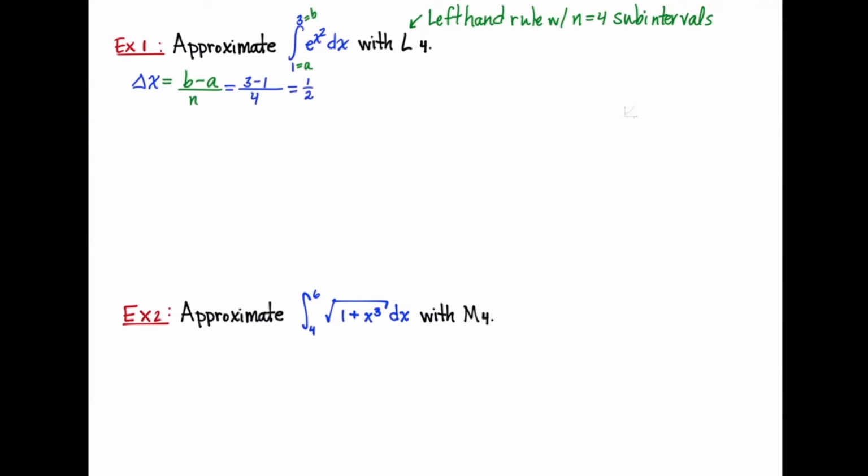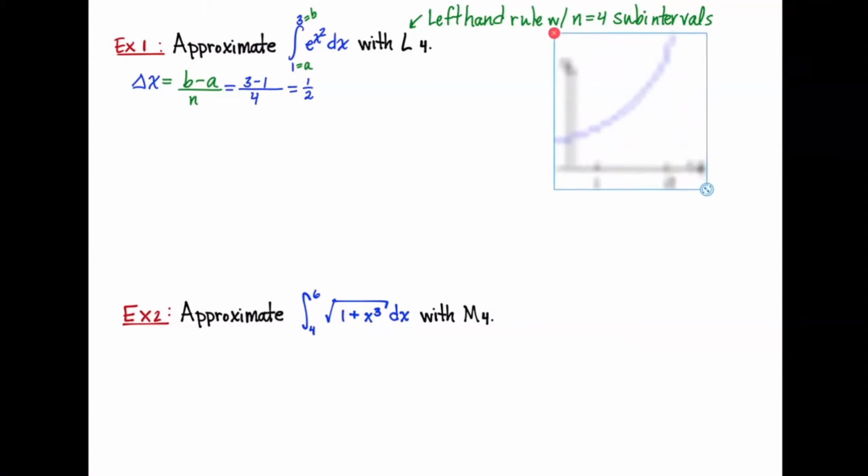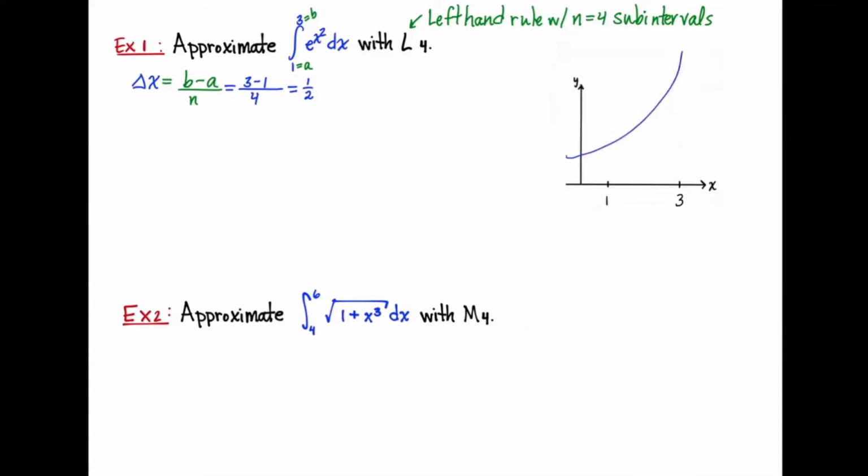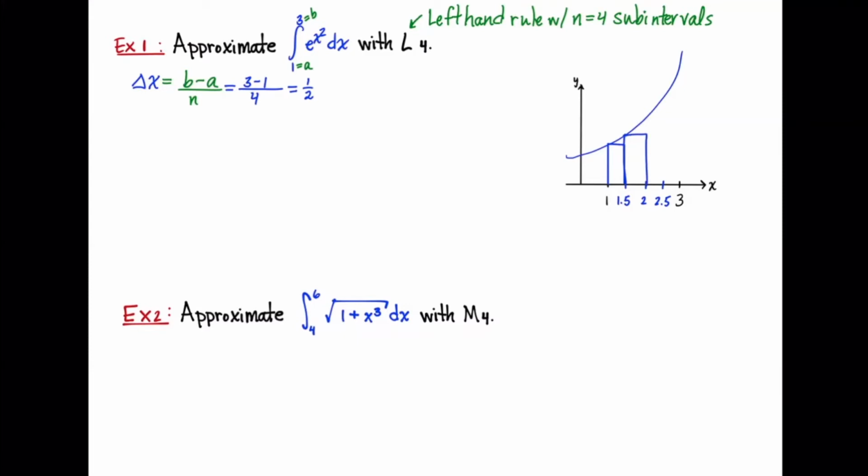If we did a quick sketch, starting at 1, going to 3, and using our left endpoints here, delta x is 1/2. 1.5, 2, 2.5, and 3. The height of our first rectangle is determined by f of 1. The height of our second rectangle, we're using f of 1.5. In fact, I'll write this in as we go.